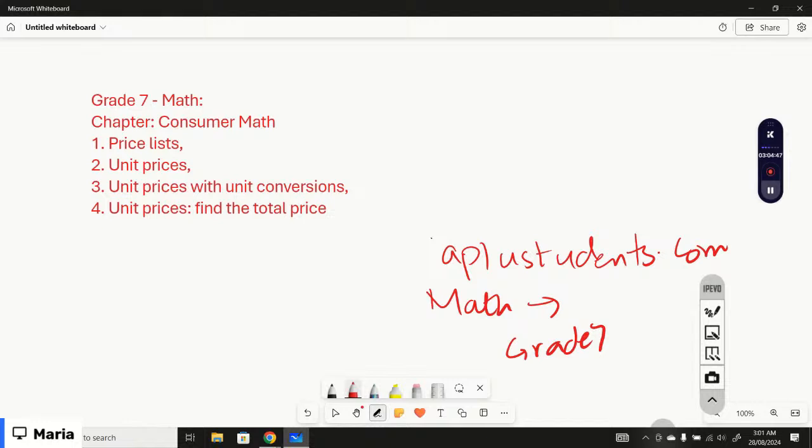We're going to start with the chapter consumer math, and the lessons we're going to cover today are price lists, unit prices, unit prices with unit conversions, and unit prices find the total prices. So please make sure you have your notebook and pencil so that you can note down the important examples and definitions as well.